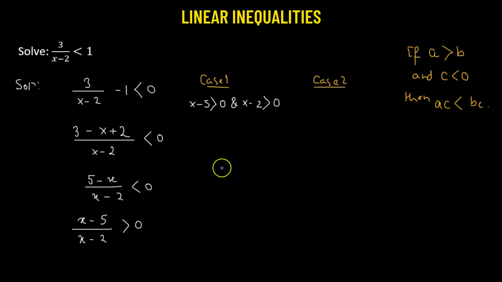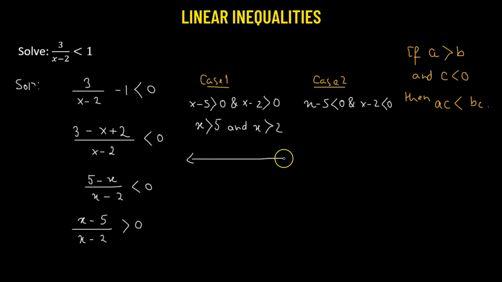And case number 2 would be, we could have x minus 5, the numerator, to be a negative number, and simultaneously x minus 2, the denominator, is also a negative number, and we know that negative divided by negative is going to give us a positive value. So these are the two cases. Now let's try to solve each of the cases independently. So first we have x greater than 5 and x greater than 2.